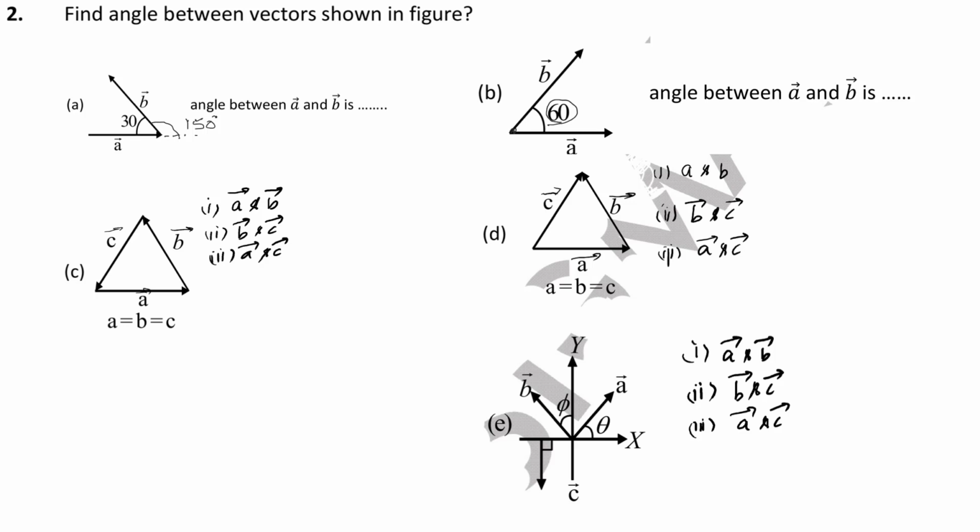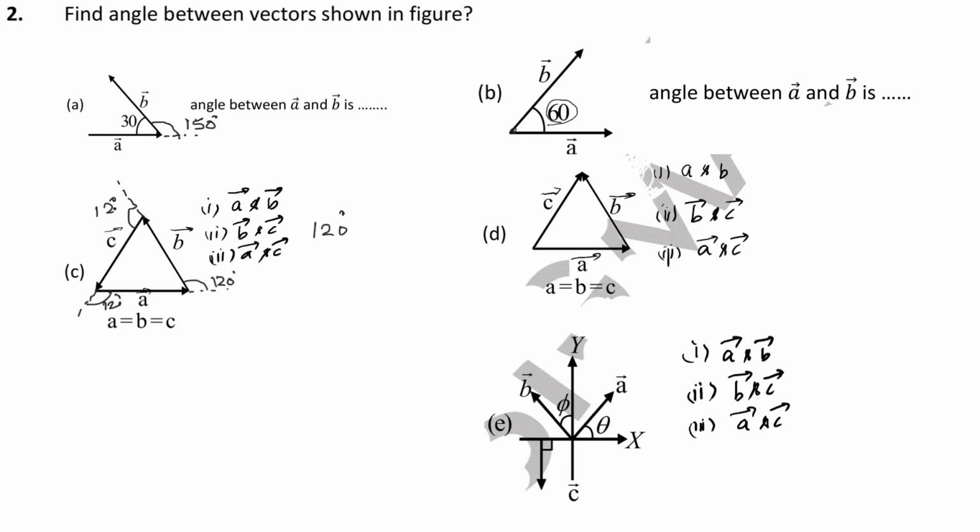In C, it's an equilateral triangle. First part is the angle between A and B. Head and tail coincide for A and B, so we'll extend this. This angle will be 120 degrees. Between B and C, head and tail coincide, so we'll extend this. This angle is 120 degrees. And for C and A, same thing. We need to extend this. This angle is 120 degrees. So in every case, the angle is 120 degrees.